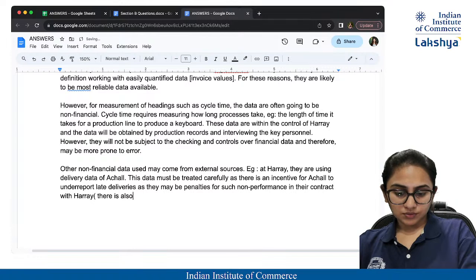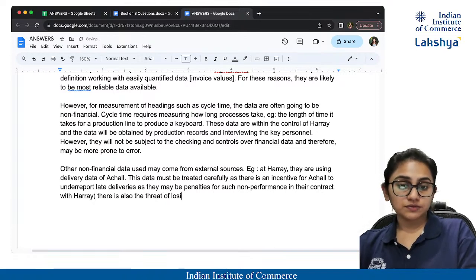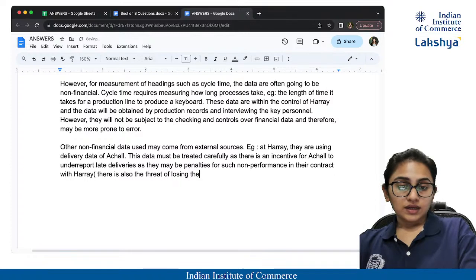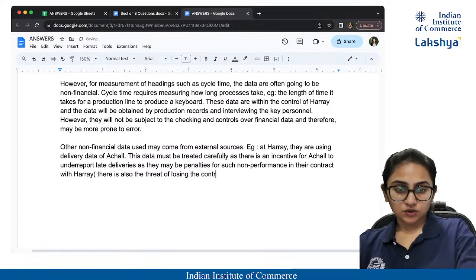There is also the threat of losing the contract, because if Actual doesn't perform well, Harry will replace them and outsource the work to somebody else. So there's always a threat of losing the contract.